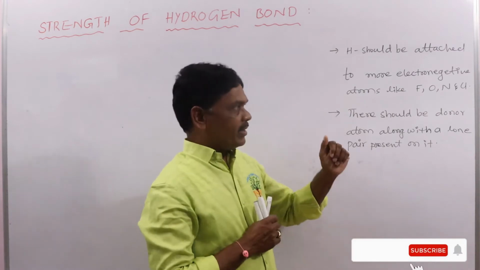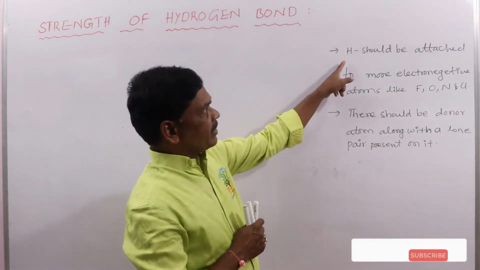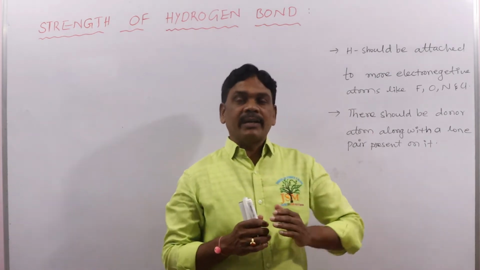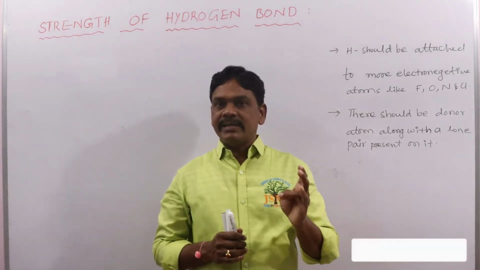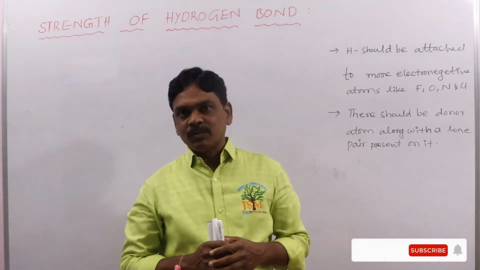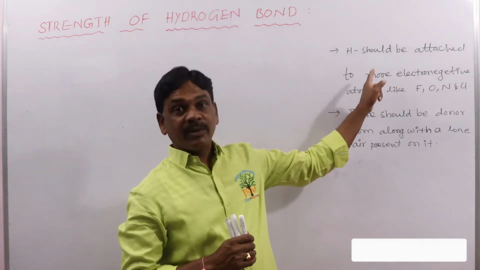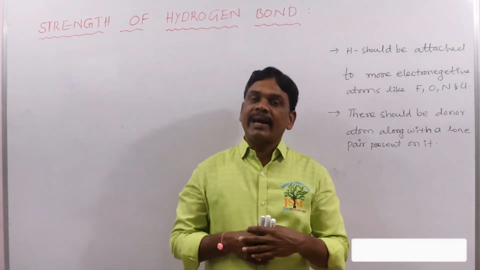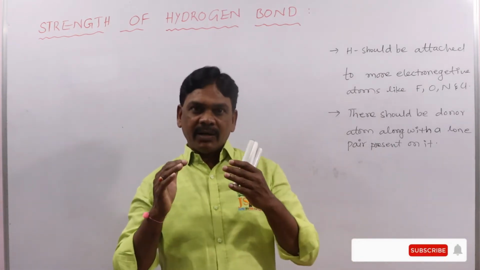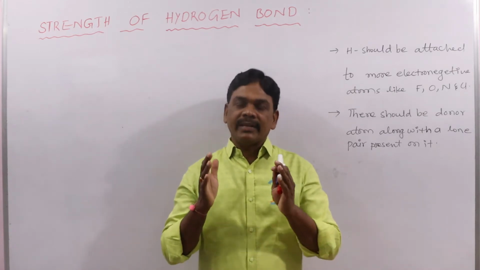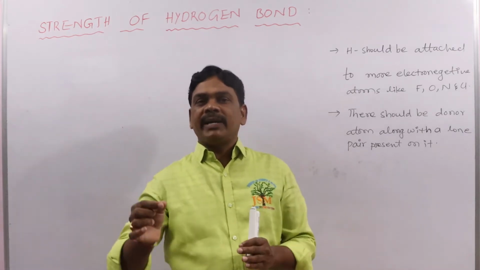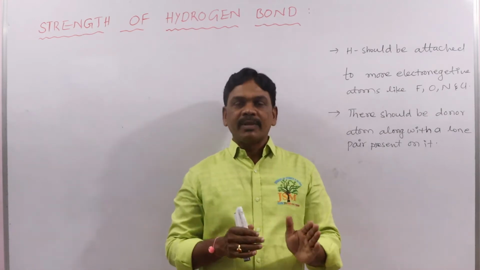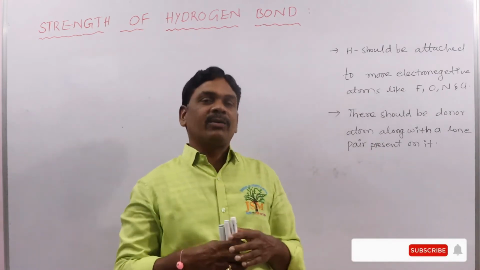The conditions to form hydrogen bond: the hydrogen atom should be attached to a more electronegative atom like fluorine, oxygen, chlorine and nitrogen. Okay, so that is the more electronegative atom. The second point is, there should be a donor atom, along with a lone pair present on that atom. So these are the conditions to form hydrogen bond.